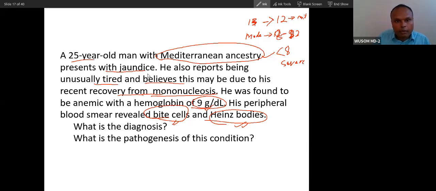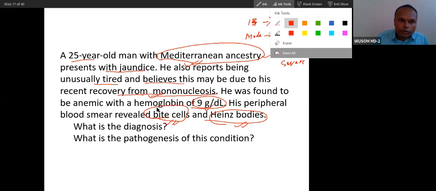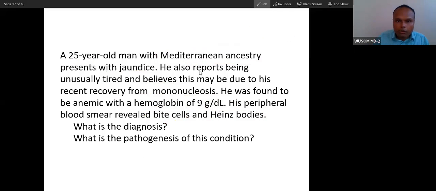So this is moderate anemia you can see in such a patient, with Mediterranean origin and an attack of infectious mononucleosis. Infectious mononucleosis actually creates a highly oxidative environment, and because of this there will be damage to RBCs, and bite cells and Heinz bodies are there. So what is the diagnosis then? What will be the diagnosis?